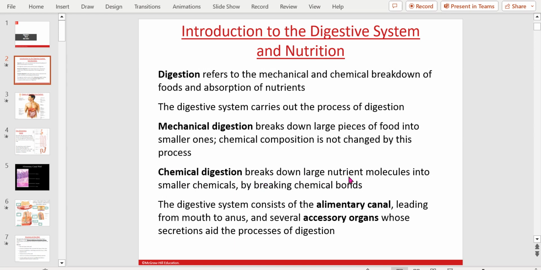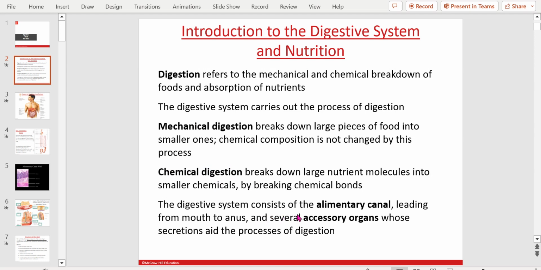Chemical digestion is the breaking down of large nutrient molecules into smaller ones by breaking chemical bonds. It actually begins in the mouth, where our salivary glands produce amylase. Amylase is an enzyme that breaks down long carbohydrate molecules like starch into their smaller constituents, glucose, these kinds of things. But we'll get there. So mechanical digestion, chewing; chemical digestion, enzymes in the mouth, the stomach, breaking down chemically.